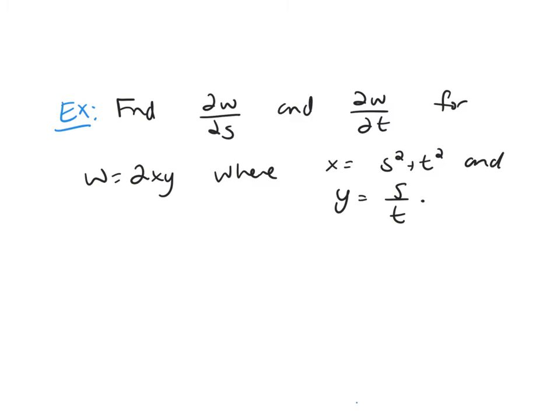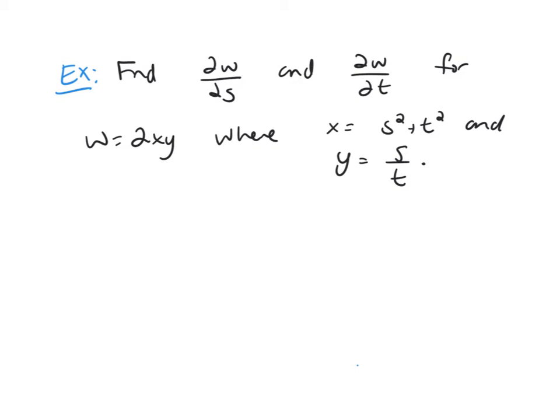So here, notice my function w is a function of two variables, x and y, but my variables x and y also depend on two variables, s and t. So this one is a little bit different than the examples we've looked at so far, because before our functions x and y only had one variable, they only had t. So we're going to use substitution here.